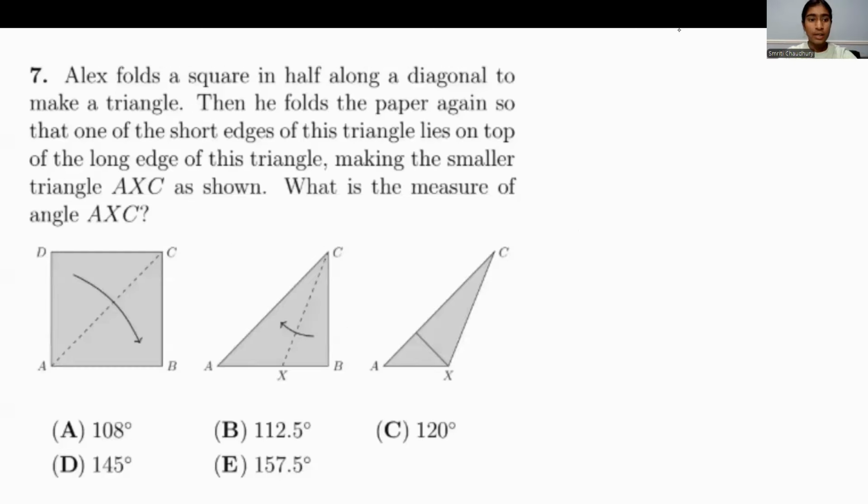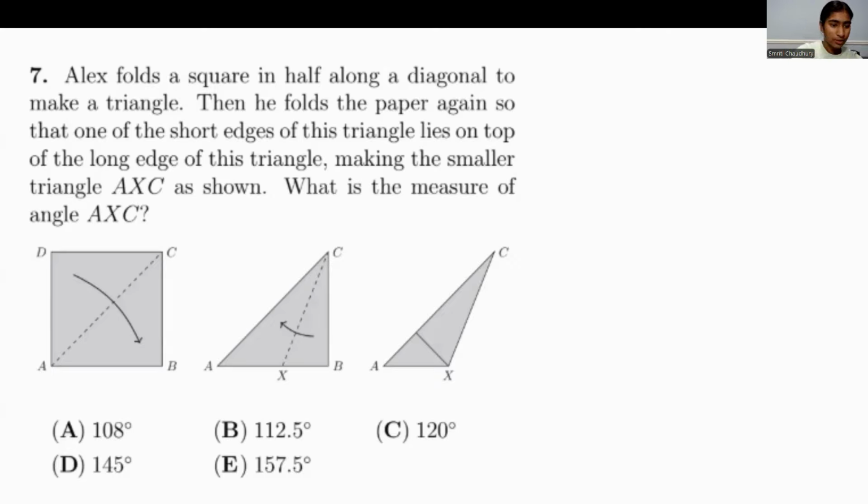Number 7. Alex folds a square in half along a diagonal to make a triangle. Then he folds the paper again so that one of the short edges of this triangle lies on top of the long edge of this triangle, making the smaller triangle AXC as shown. What is the measure of AXC?